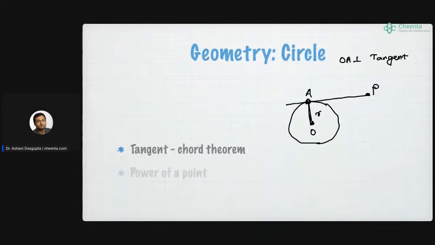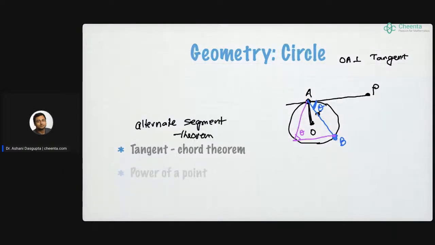Okay, so now from the point A, let's draw a chord like this, AB. Now suppose this arc AB is subtending an angle theta here. Then it will also have an angle theta here. So the angle that the tangent makes with the chord is the same as the angle the chord makes on the other side of the circle. So this is sometimes known as the alternate segment theorem.